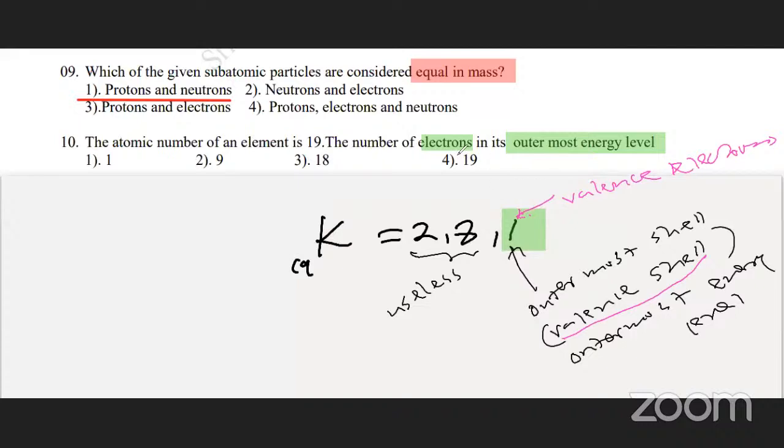Valency means the combining power of an element. The combining power of potassium is 1. That's why you can't write KCl2. It's KCl. Potassium can combine only with one chlorine. Chlorine's valency is also 1.